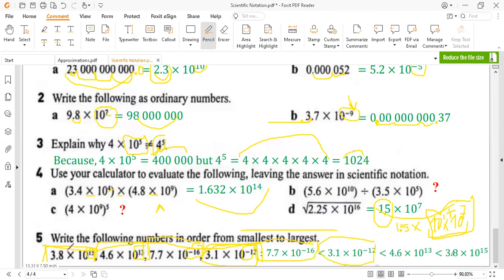We compare the A's, the numbers between 1 and 10, when we have the same power of 10. For example, if we have 13 here and 13 here, then 4.6 is greater than 3.8. So this is the largest, and this is the smallest.